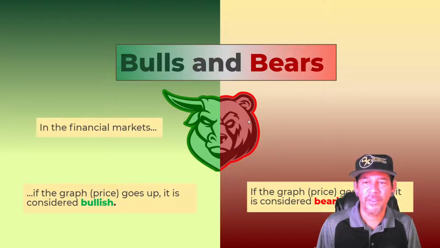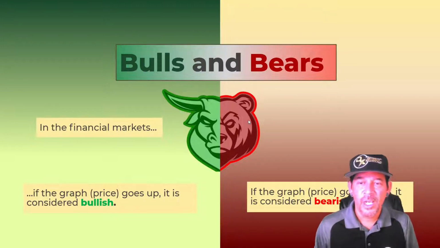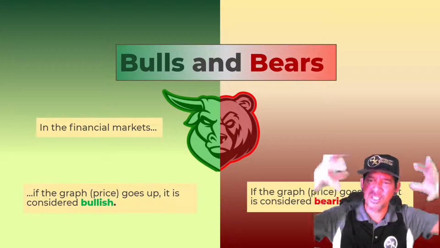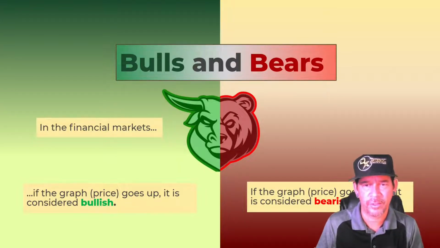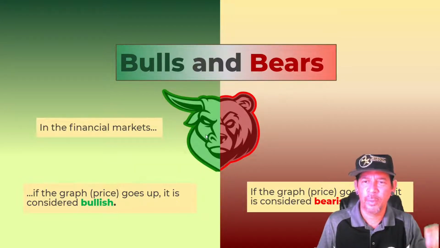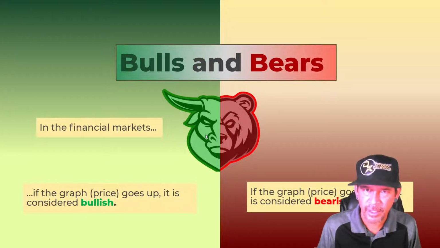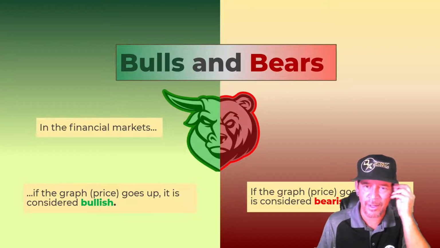Now, the bear, on the other hand, how does the bear attack or protect itself? Well, it stands up tall and broad, and then takes its front claws and strikes in a downward motion. So, bulls strike in an upward motion. Bears strike in a downward motion. Very, very simple analogy for you guys to remember and lock in your head.